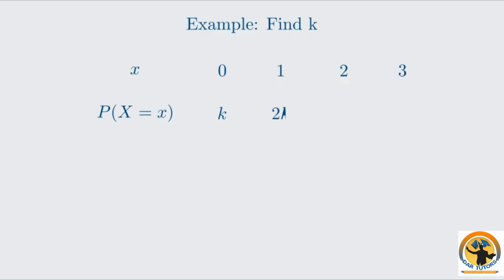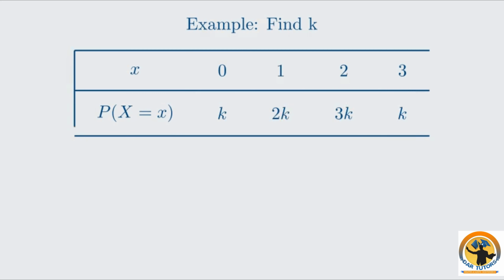A common type of problem in this topic is finding a missing probability. This is where the rule that probabilities sum to 1 becomes very powerful. Let's work through an example. Here is a probability distribution table. The probability of x equals 0 is k, and the probabilities for x equals 1, 2, and 3 are 2k, 3k, and k, respectively. Our goal is to find the value of k that makes this a valid distribution.